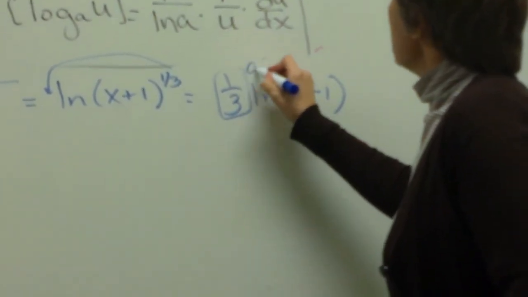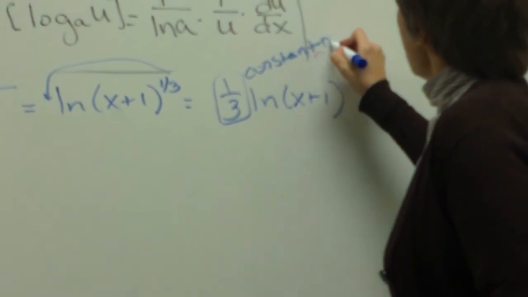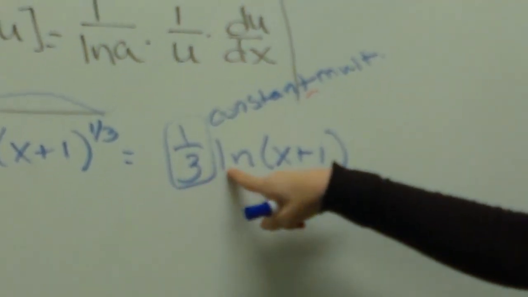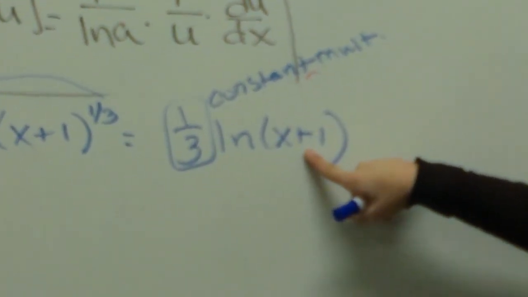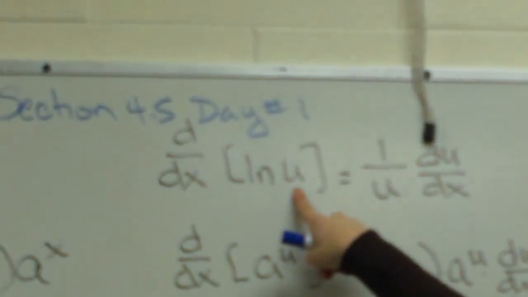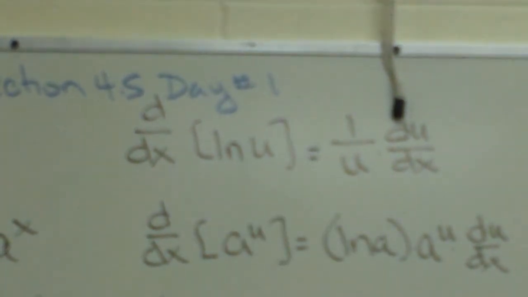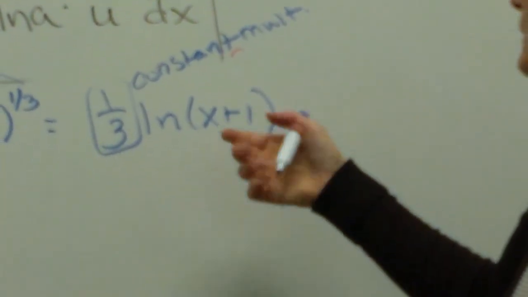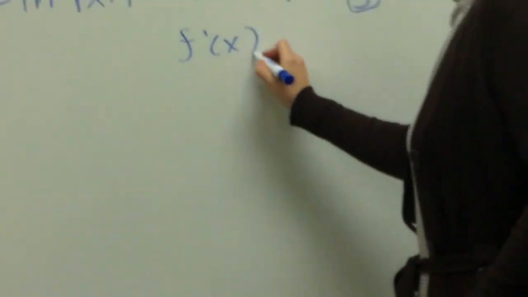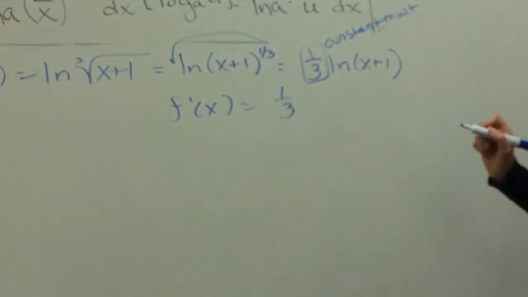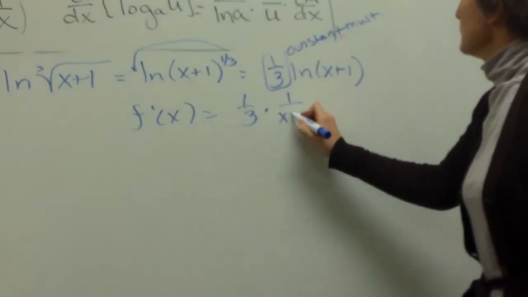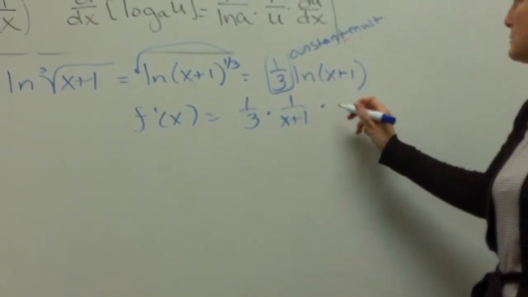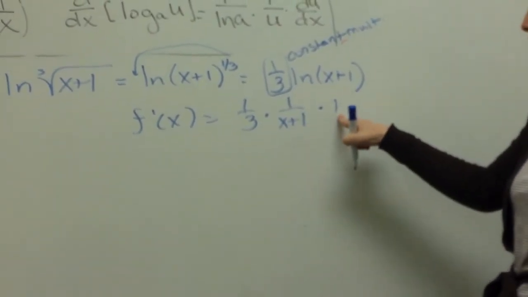This is now a constant multiple. And we know constant multiples always make our derivatives easier, because they just stay where they are, and you take the derivative of this. So I'm using the same rule, but my u is a lot simpler than it was in the beginning. Instead of a cube root, it's just x plus 1. So my derivative now, I leave my constant multiple where it is. I multiply by 1 over u, and I multiply by the derivative of u, which is just 1, because the derivative of x plus 1 is 1.